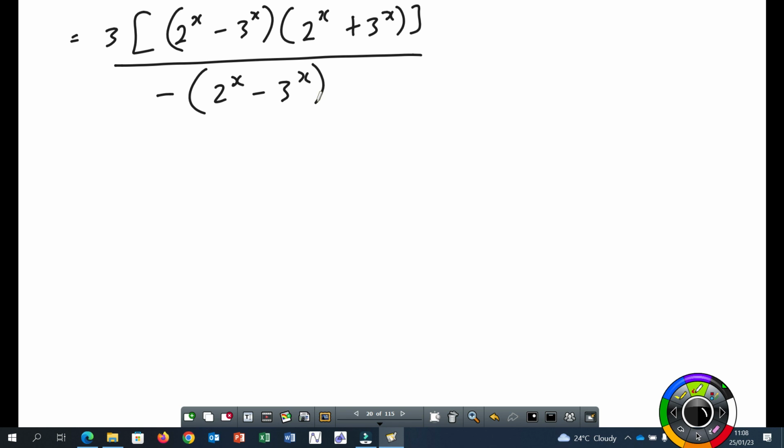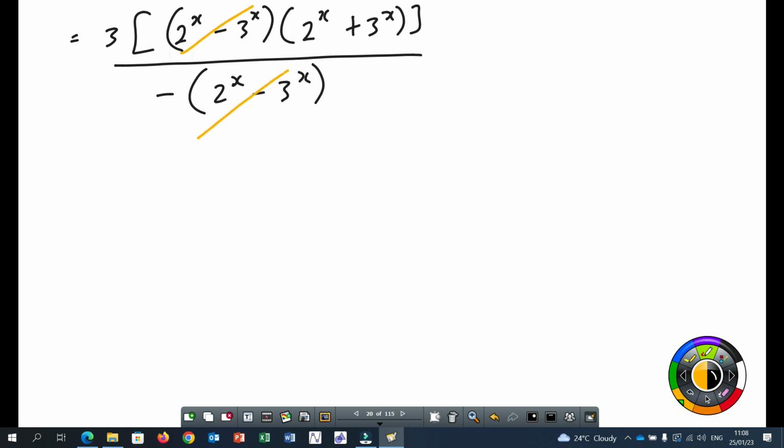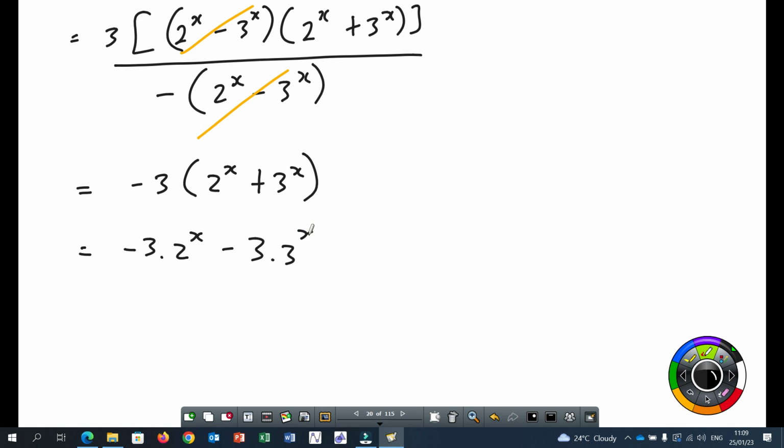Okay, now you can start smiling. This 2 to the power of x minus 3 to the power of x cancels with that. But we are going to be left with a minus 1 in the denominator, which means this 3 divided by the minus 1, our final answer will be minus 3 times, open bracket, 2 to the power of x plus 3 to the power of x. If you want to remove the brackets here, you can end up having minus 3 times 2 to the power of x, minus 3 times 3 to the power of x.